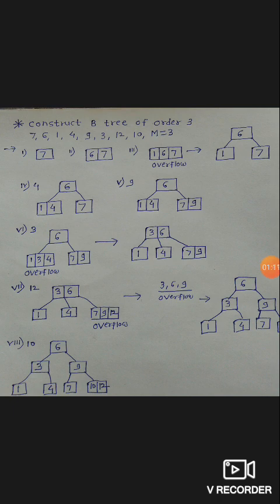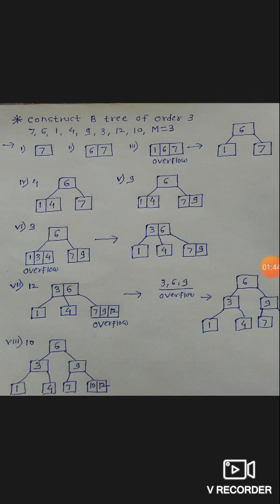Now, as we know, we have been given order m equal to 3. Therefore, a node can have a maximum number of keys equal to m minus 1. That is, a node can have a maximum number of keys equal to 2. And if the number of keys in a node is equal to 2, then it has number of children equal to 3. Now let us solve this example.